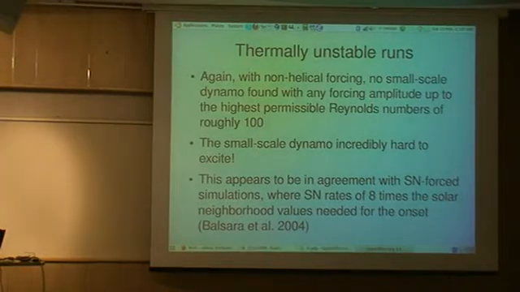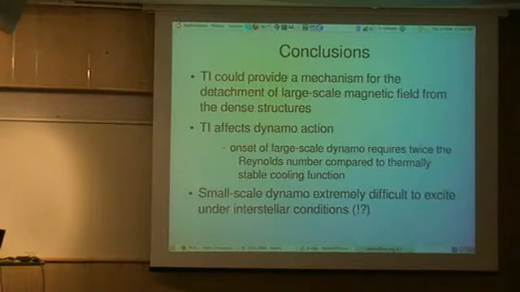And again, no small-scale dynamo up to the Reynolds numbers we were able to go, but I think this has been observed before. There has been a study by Balsara et al. in 2004, who found that the small-scale dynamo needs supernova rates of 8 times the solar neighborhood value to be onset. So the conclusions.